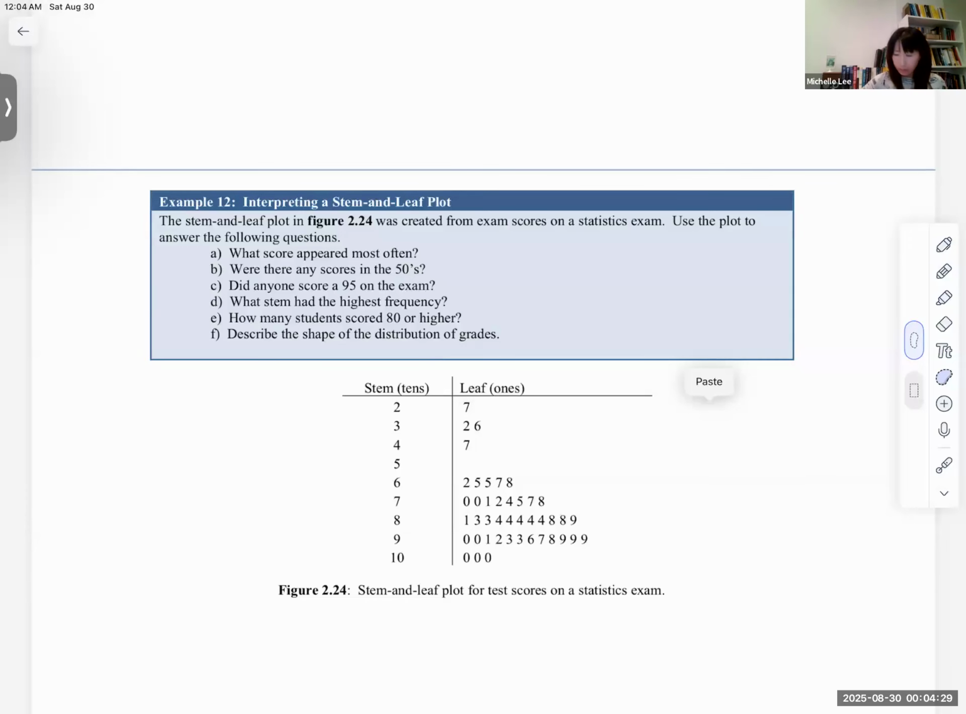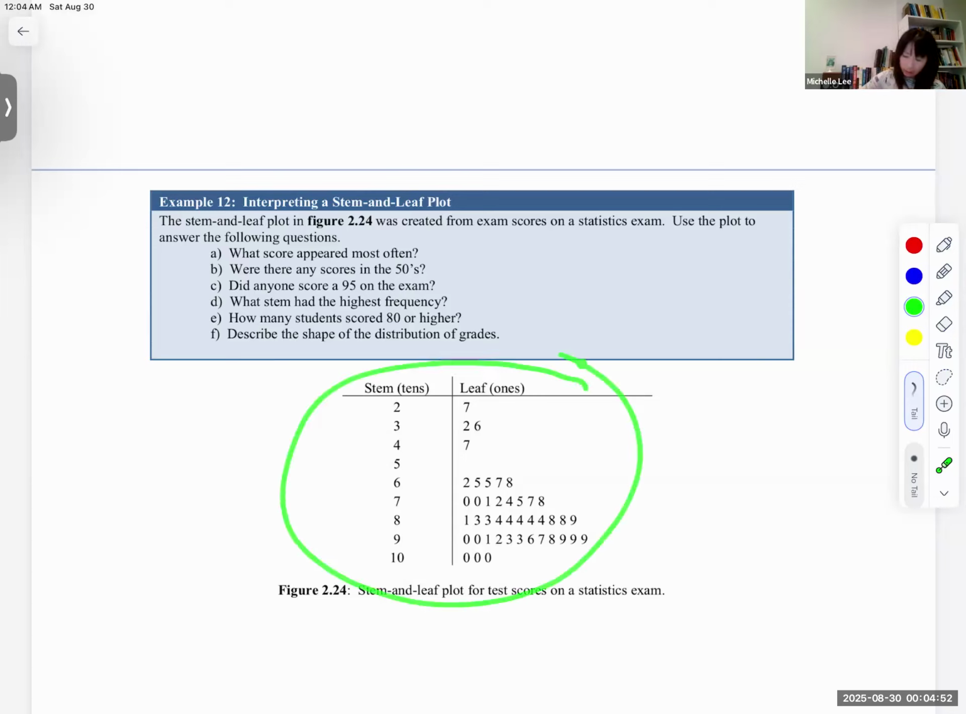Okay, so we know how to create a stem and leaf plot. Now we want to interpret a stem and leaf plot. If we have a stem and leaf plot, how do we read it? How do we analyze it? So let's take a look.